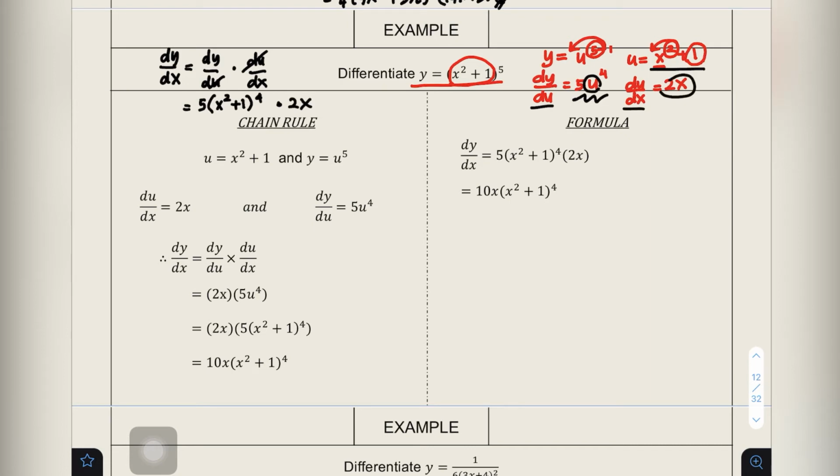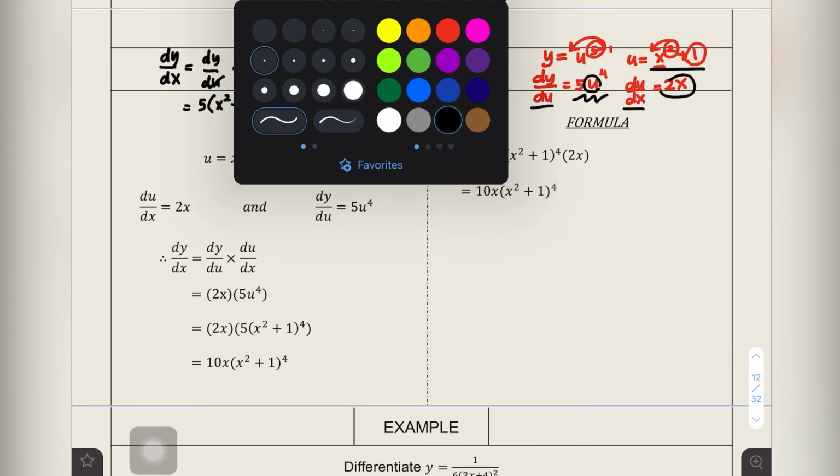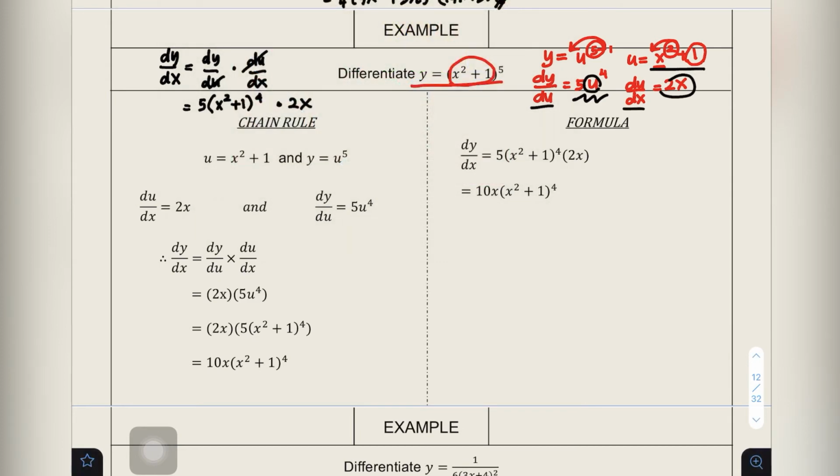So this one can be considered as a final answer, or you can multiply 2x with the 5 in front here. So you will get dy/dx equal to 10x, and in the bracket you have x squared plus 1 to the power of 4. That is the final answer by using chain rule.